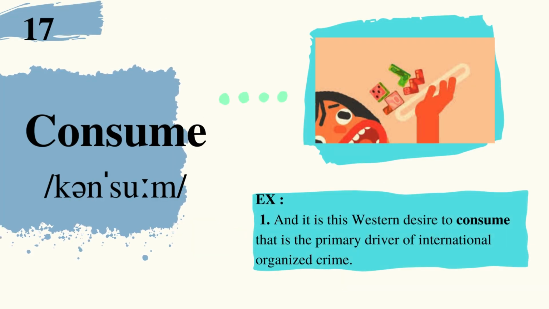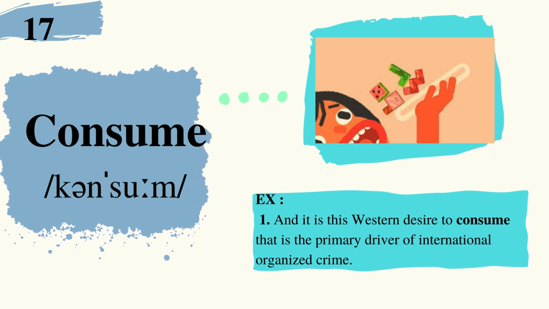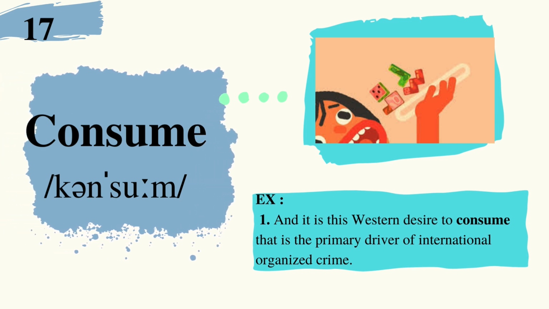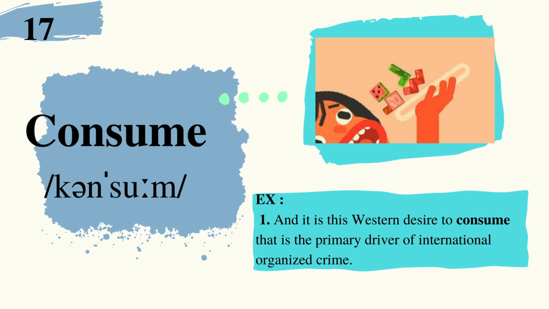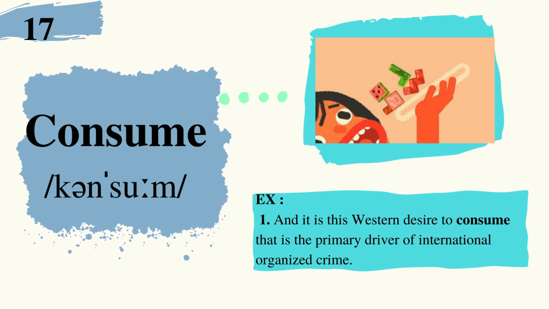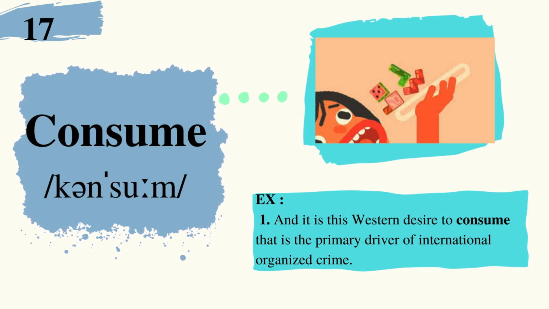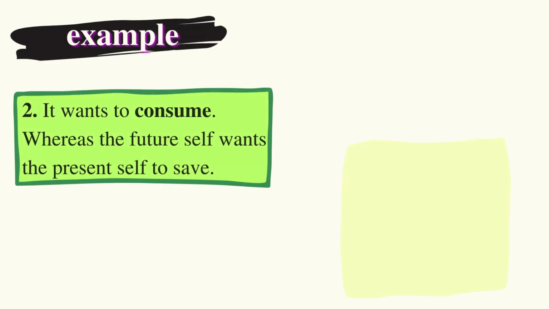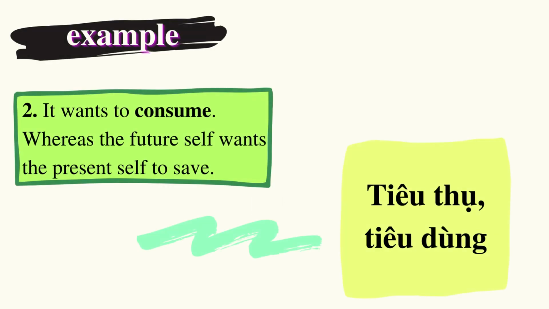17. Consume. Example. And it is this Western desire to consume that is the primary driver of international organized crime. It wants to consume, whereas the future self wants the present self to save.